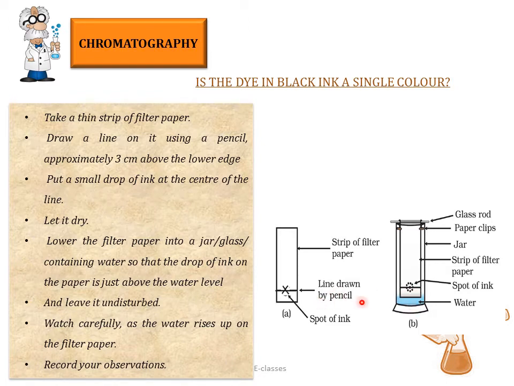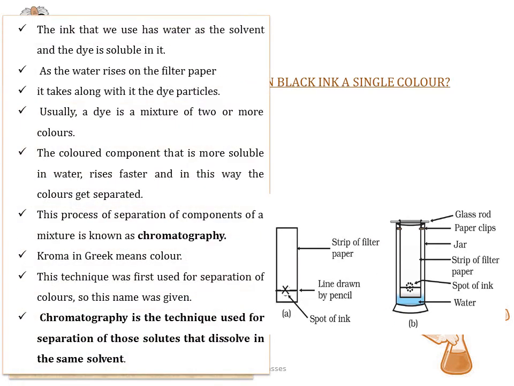Now leave it undisturbed and watch carefully as the water rises up on the filter paper. So we could see the filter paper would change like this. So we know that the ink that we use has water and dye in it. So water here acts as a solvent and the dye, which is a solute, is soluble in it.